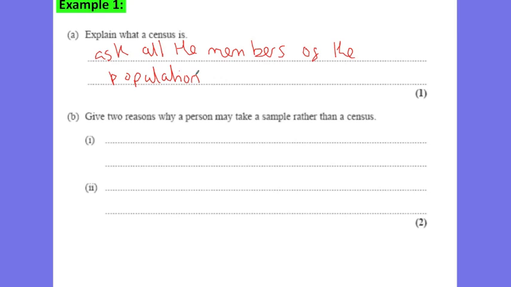We're then asked to give 2 reasons why a person may take a sample rather than a census. So this is looking back again at the previous page. A sample is quicker, cheaper, easier. Any of those reasons for why we take a sample rather than a census.